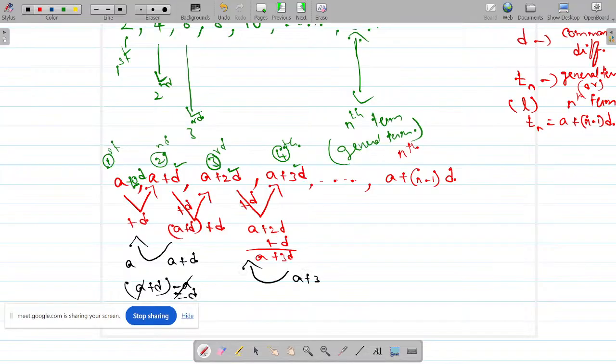Let me take these two terms. This is A plus 3d. This is A plus 2d. So A plus 3d minus A plus 2d. So this will become A plus 3d minus A minus 2d. A and A will get cancelled. 3d minus 2d. Yes, you're getting d.